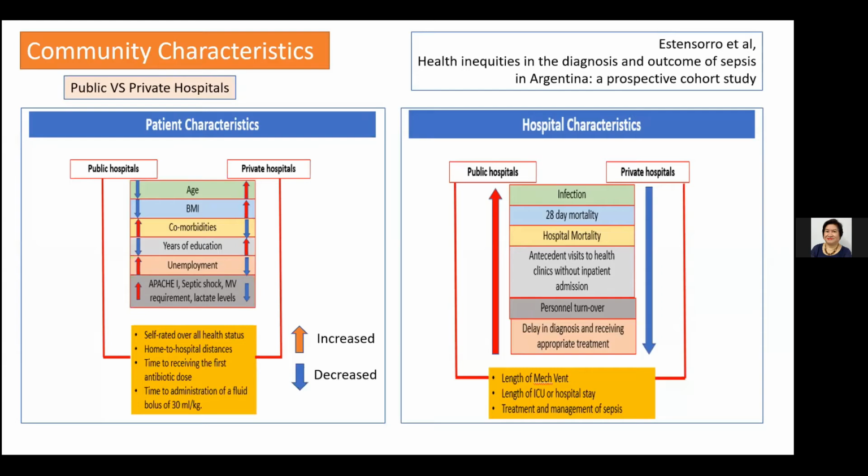The hospital characteristics were defined in terms of infection, 28-day mortality, hospital mortality, antecedent visits to health clinics without patient admission, personnel turnover, and delay in diagnosis and receiving treatments. Similarities were found in terms of the length of mechanical ventilation, hospital days, as well as treatment and management of sepsis.